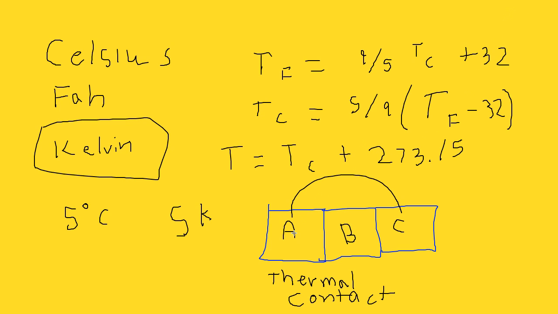I'll repeat that once again. So if A and B are in thermal equilibrium, and B and C are in thermal equilibrium, that means A and C are also in equilibrium.